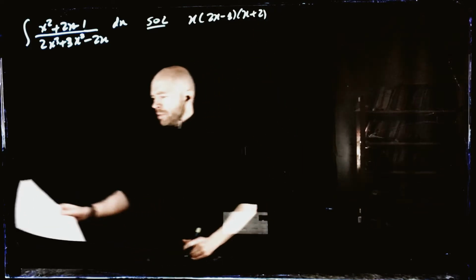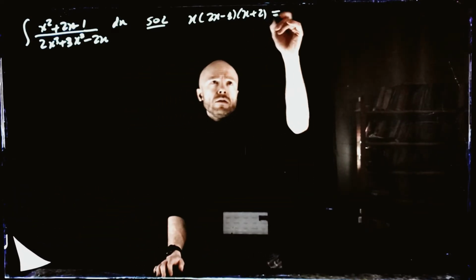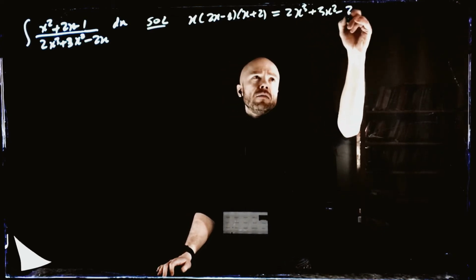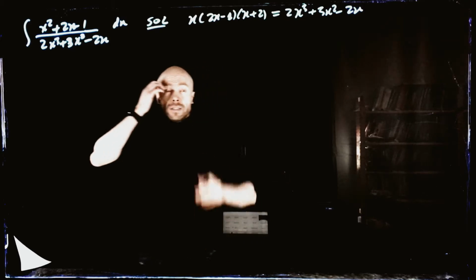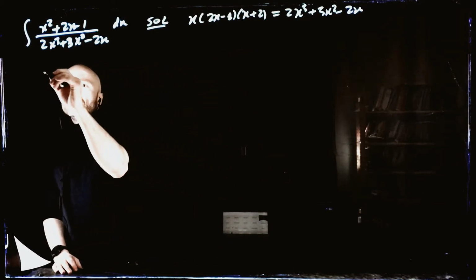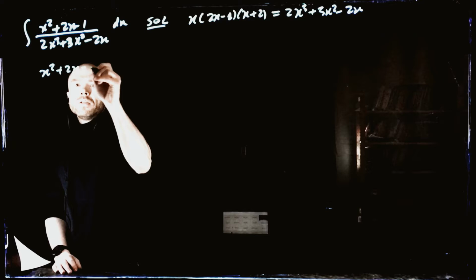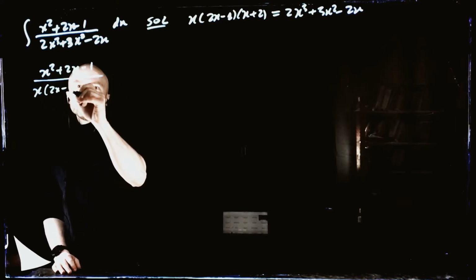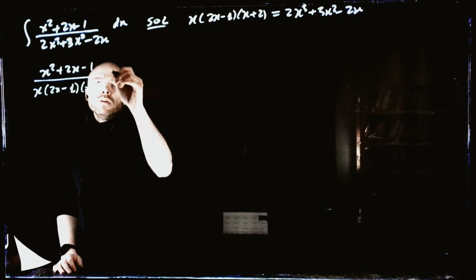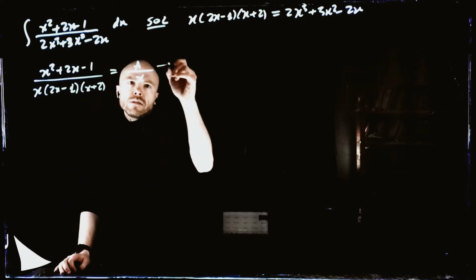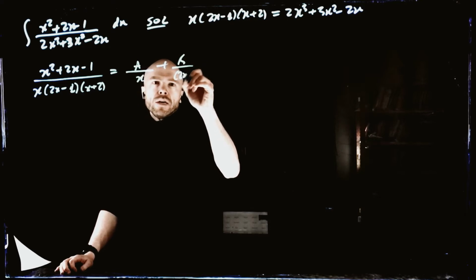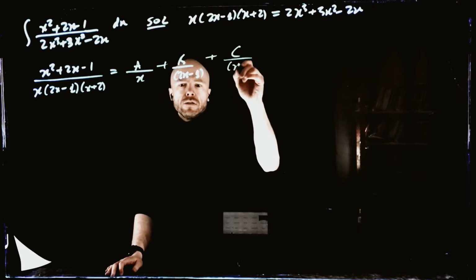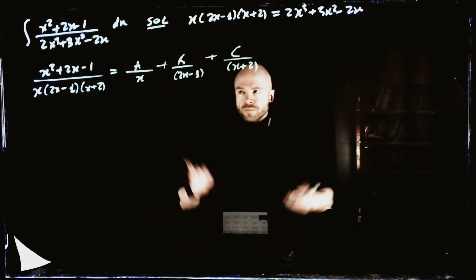So this thing turns out to be the denominator: 2x to the 3 plus 3x squared minus 2x. So these are distinct linear factors, right? So we write x squared plus 2x minus 1 over x, 2x minus 1, x plus 2, as a over x plus b over 2x minus 1 plus c over x plus 2, right? That's what the theorem says.